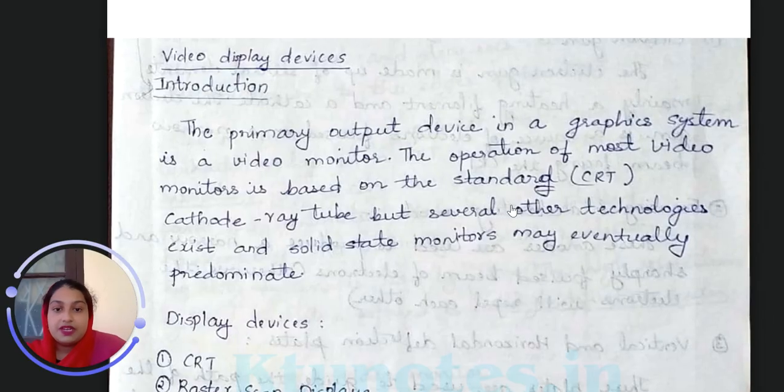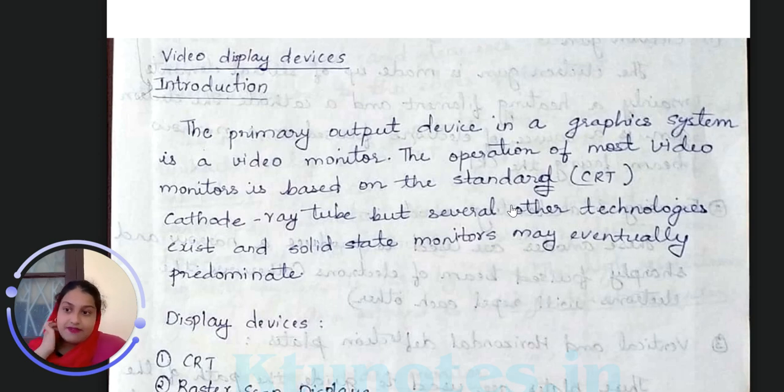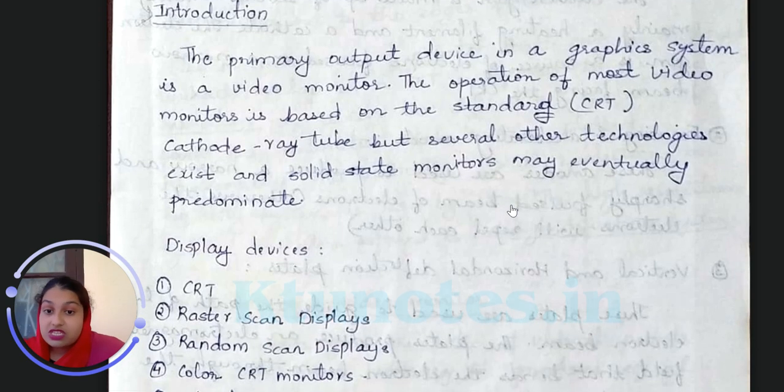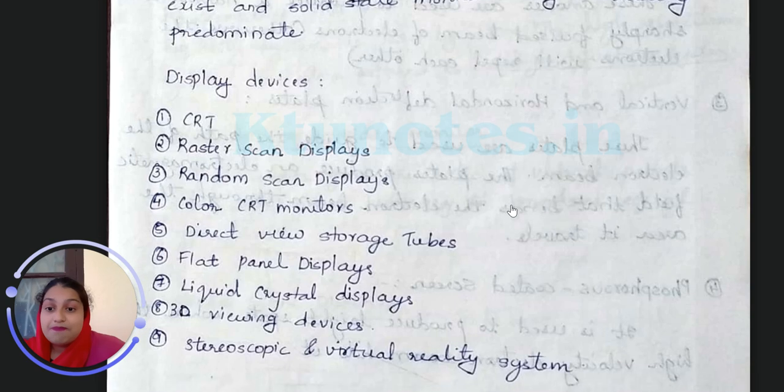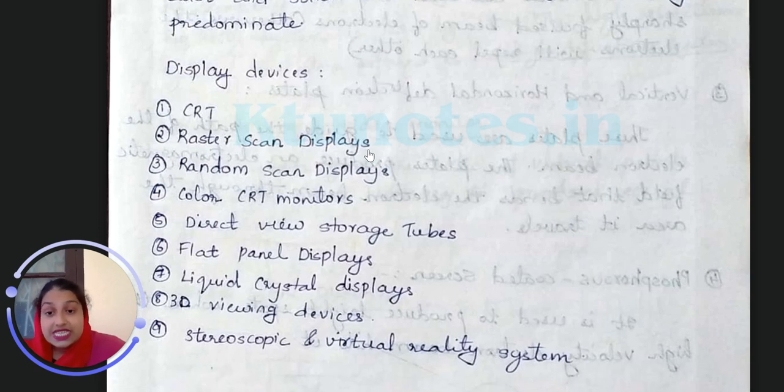Now, video display devices. The primary output device in a graphics system is a video monitor. The operation of most video monitors is based on the standard CRT, cathode ray tube. But several other technologies exist and solid state monitors may eventually predominate. Display devices include the CRT, raster scan display, random scan display, color CRT, direct to storage, and many other examples.